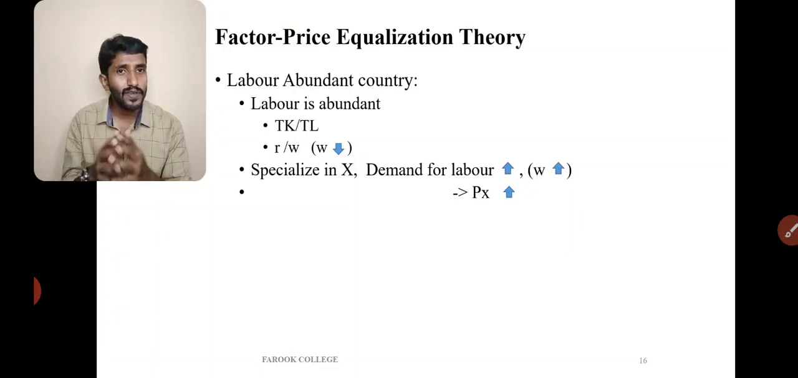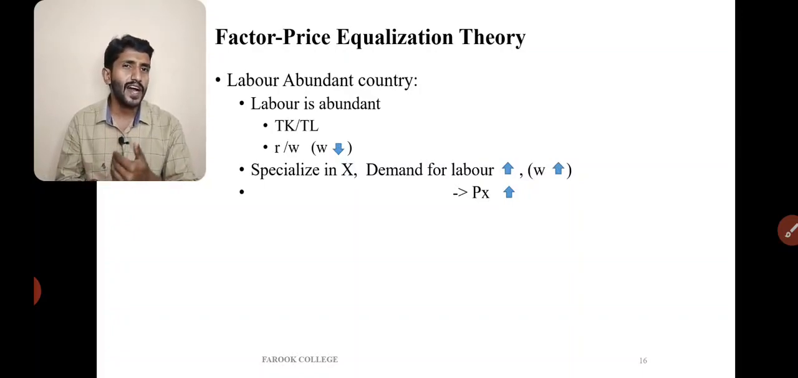Okay, R by W will be higher compared to another country because R will be high and wages will be very small. So the R by W value will be high. But one thing you should remember, that the wages will be low. Why is it low? Because labor is very cheap. We have said that. So labor is very cheap. That's why the W is very low at first period.